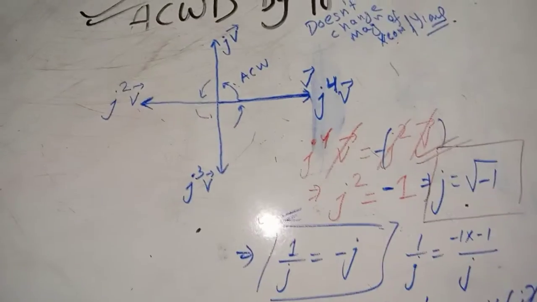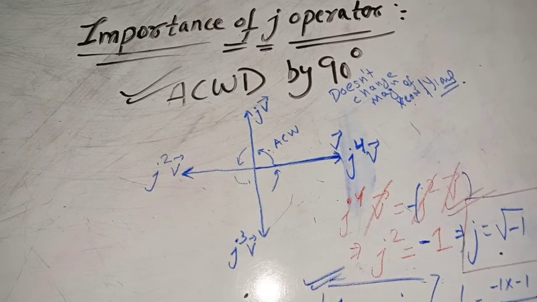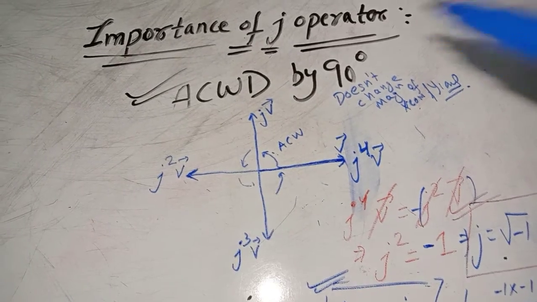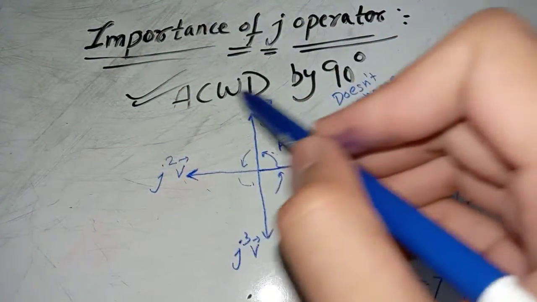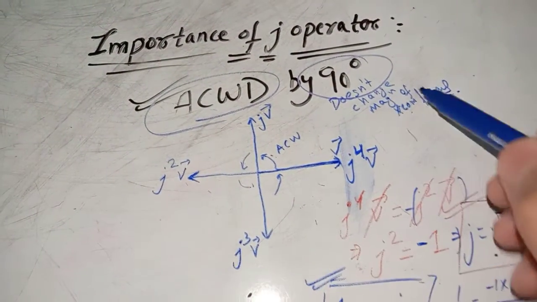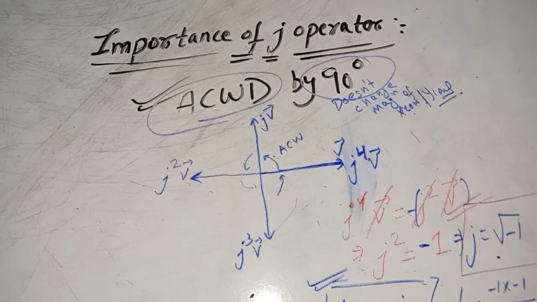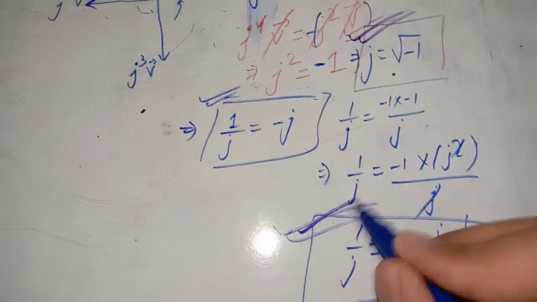So this is all about the j operator. So guys, in the next video we will see some waveforms. All you need to remember is that the j operator rotates the vector in anti-clockwise direction by 90 degrees, and it doesn't change the magnitude, right? And you just need to remember this relation and this relation. That's it.